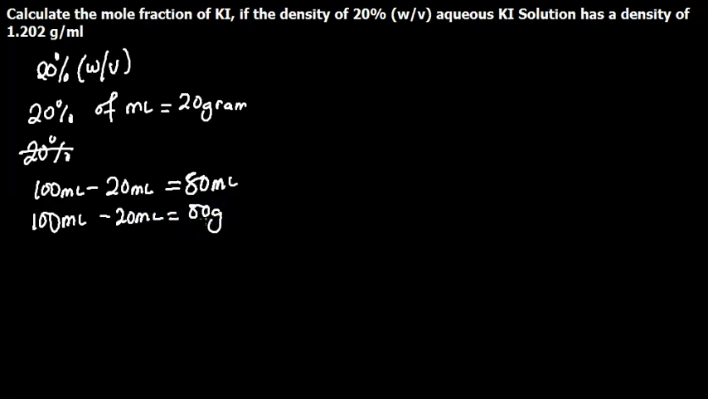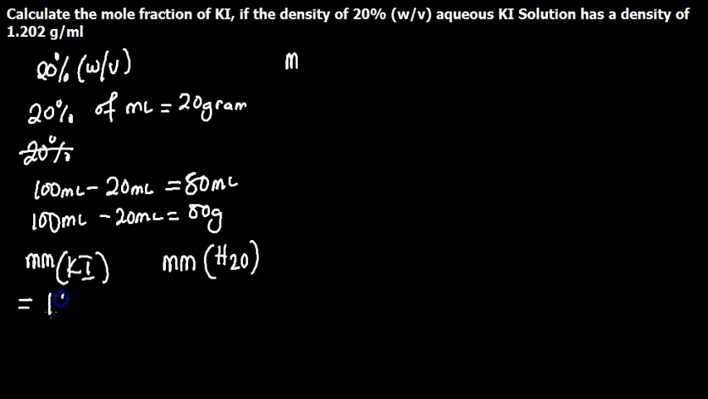Next thing we need to do is to calculate the moles of potassium iodide and water using their respective molar masses. We need to know the molar mass of potassium iodide, and we also need to know the molar mass of water. The molar mass of potassium iodide is approximately 166 grams per mole, and the molar mass of water is approximately 18 grams per mole.